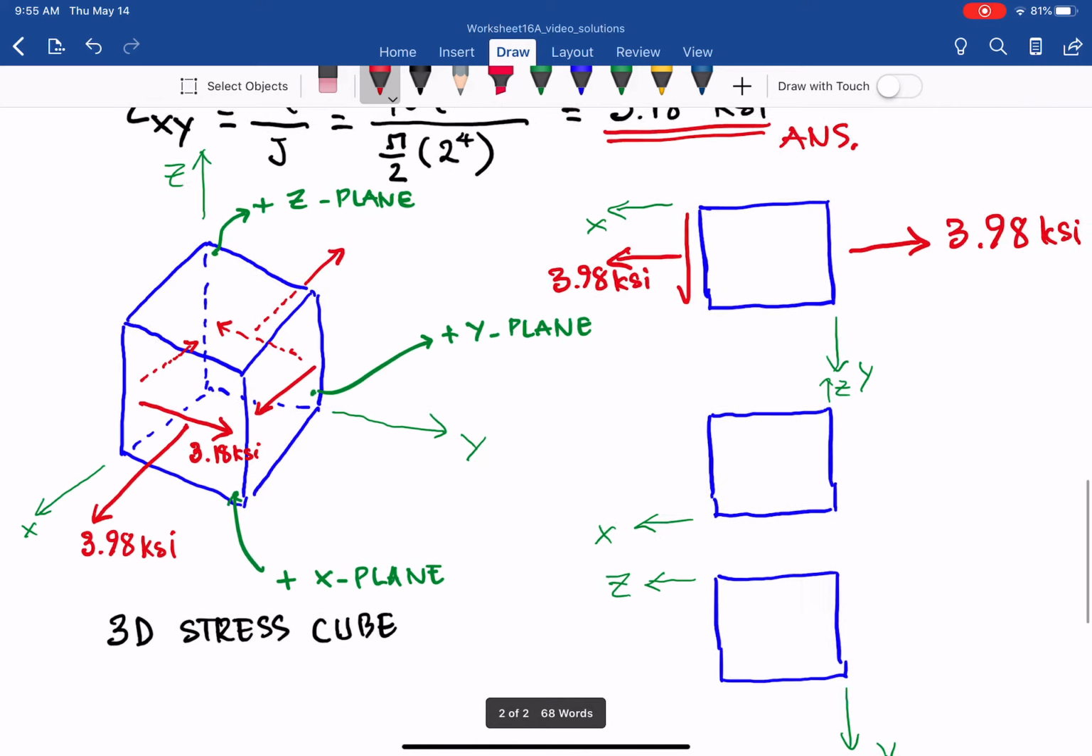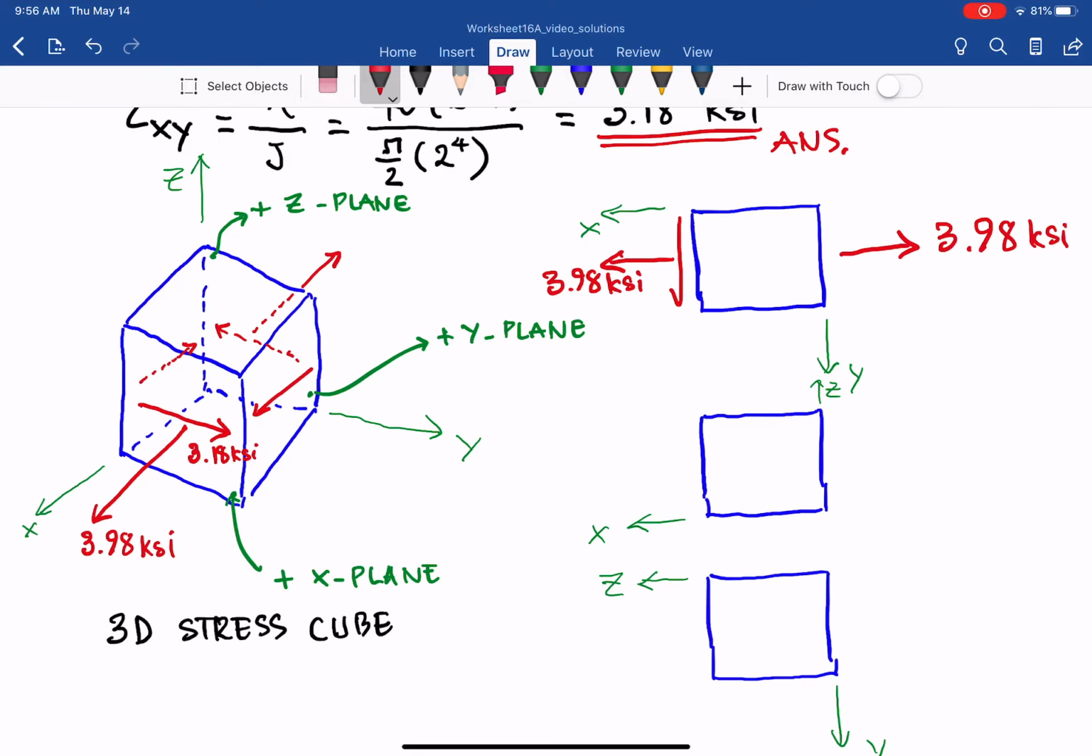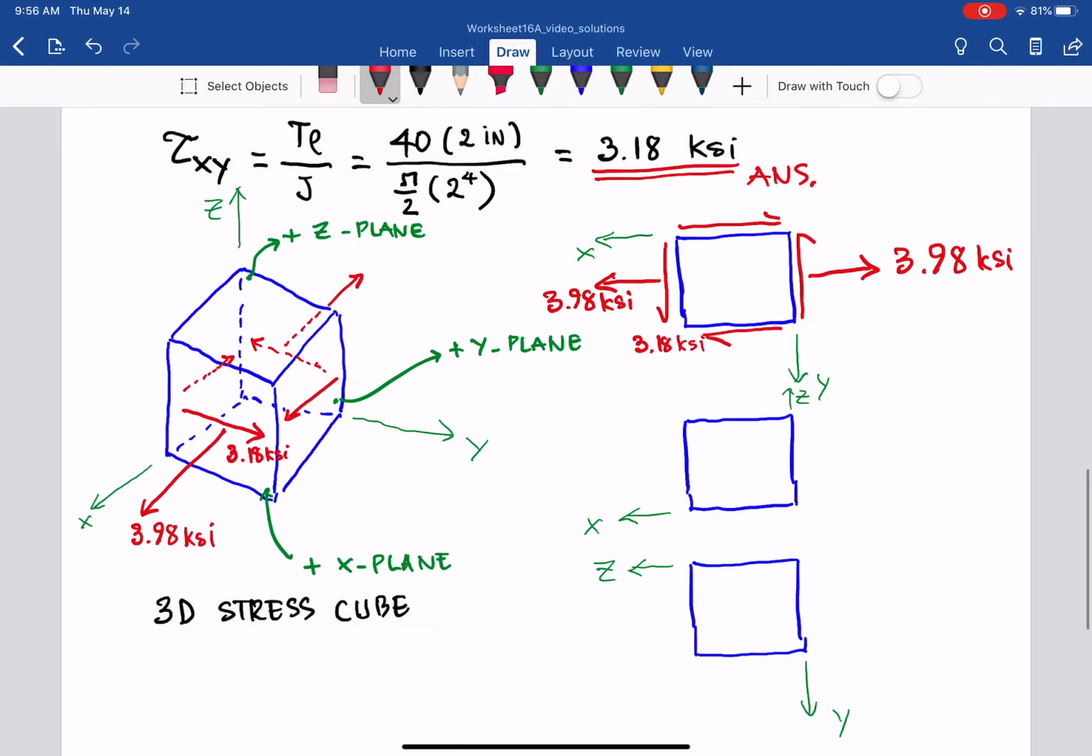Tau xy also follows the positive y-axis on the positive x-plane. So that one is 3.18 KSI. And when you have that, you have the opposite on the negative x-plane. And of course, it has to rotate differently, clockwise on the y-plane, so that it makes equilibrium. So that's what we have for xy.